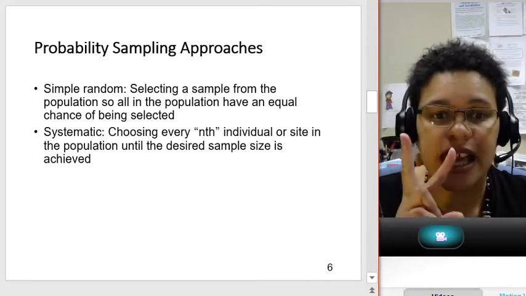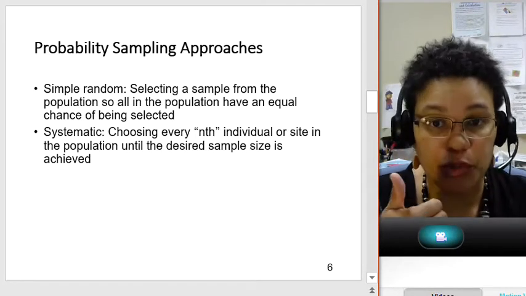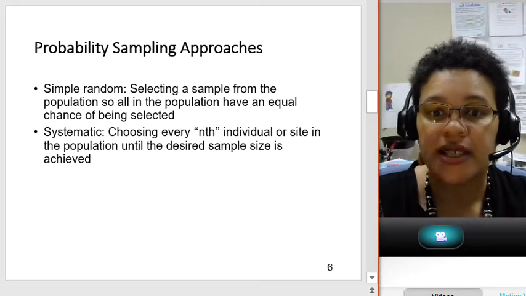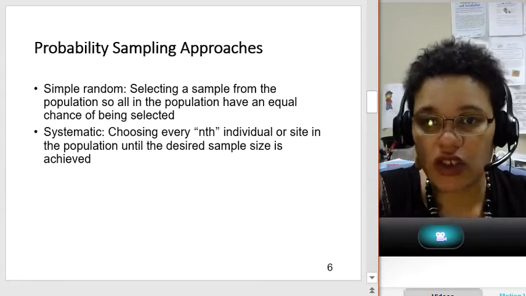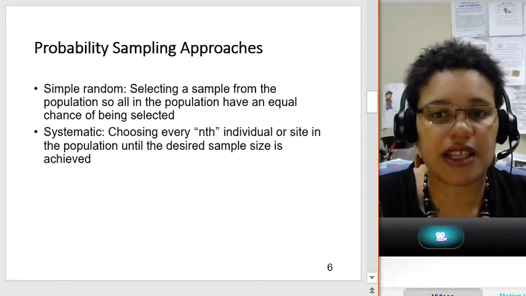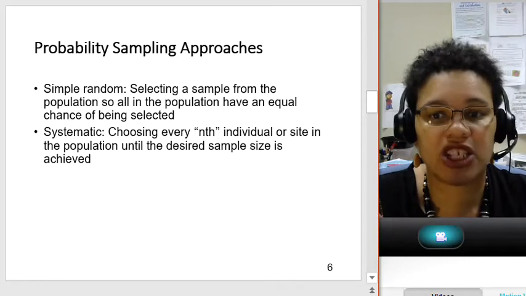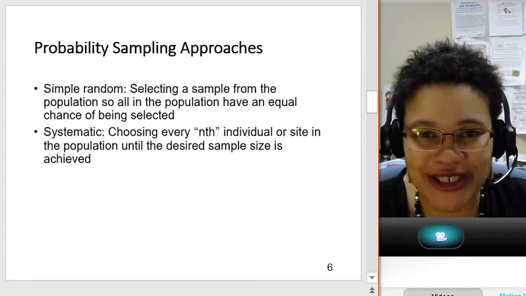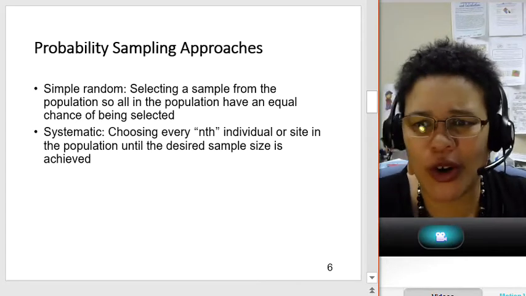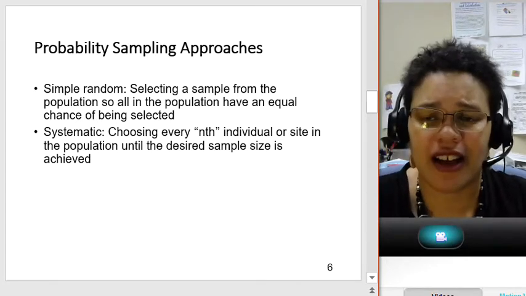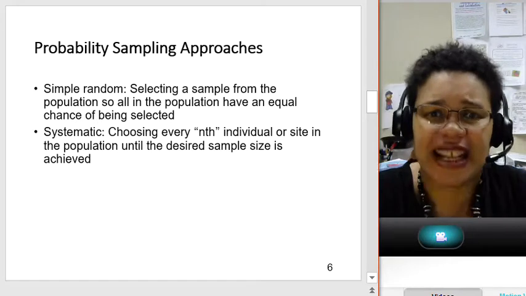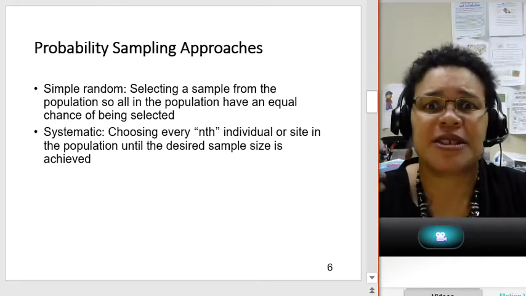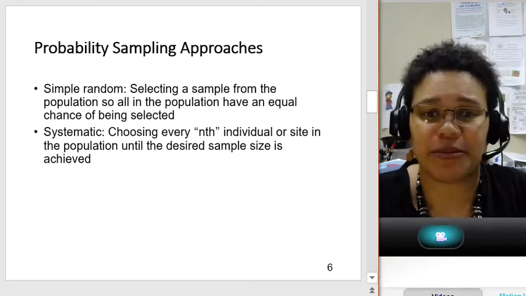Two probability sampling approaches: simple random or systematic. In both cases you're selecting a sample from the population so that all the population have an equal chance of being selected. You're using random numbers for simple random sampling, or you're drawing names out of a hat. Something that seems random. That's why it's called random.